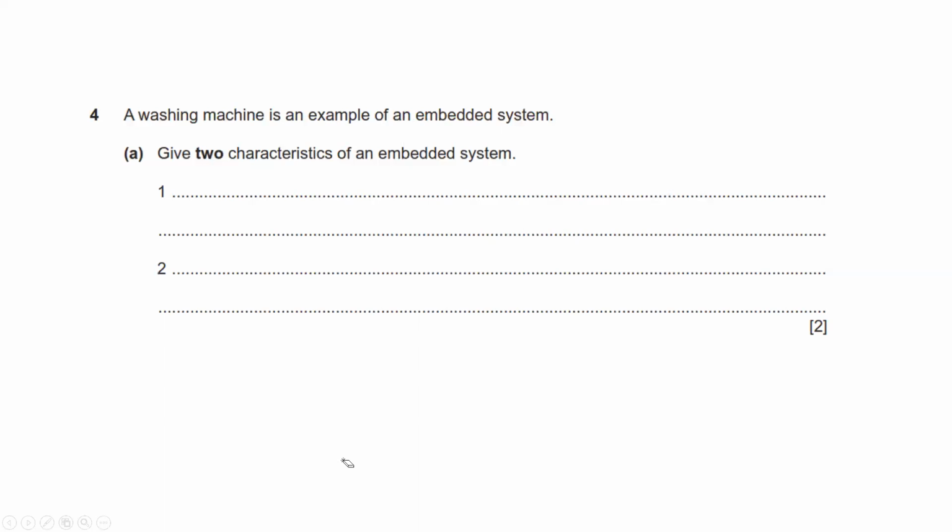Moving ahead, question number 4 says, a washing machine is an example of an embedded system. Give two characteristics of an embedded system.